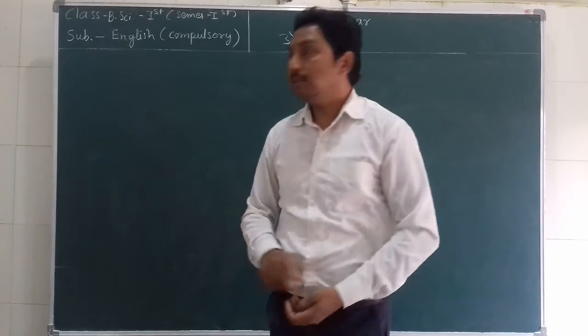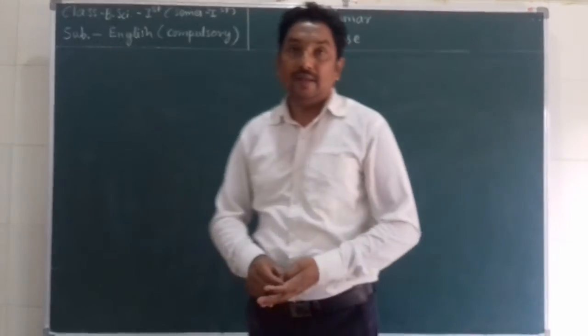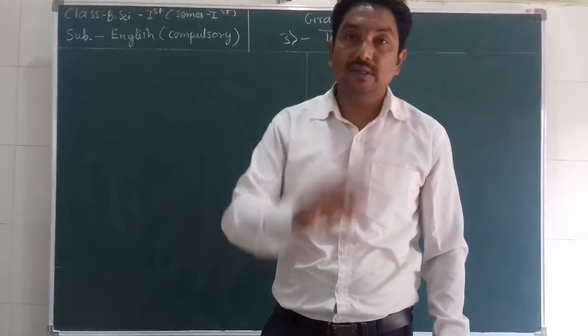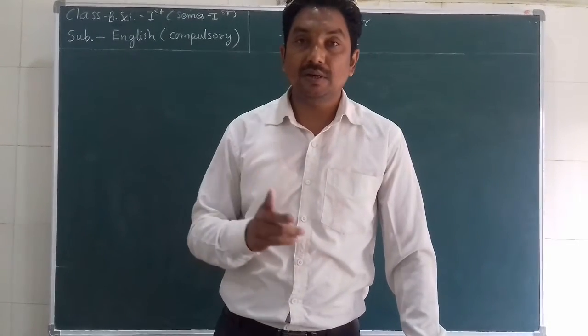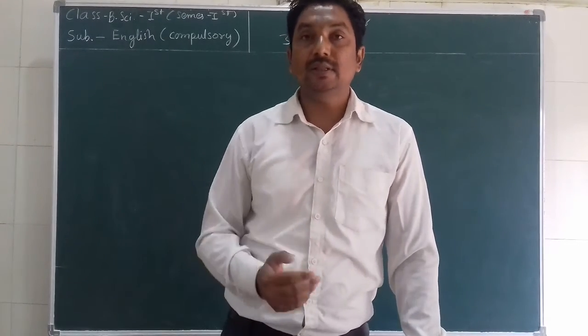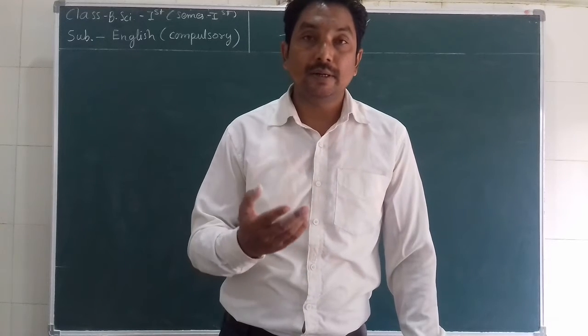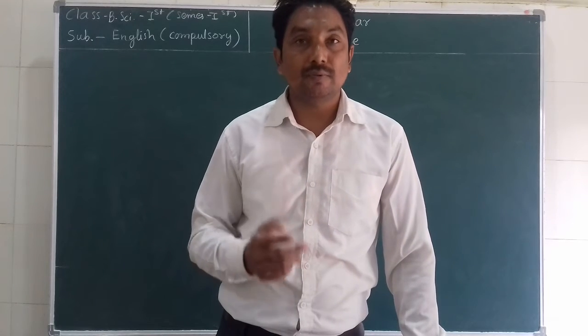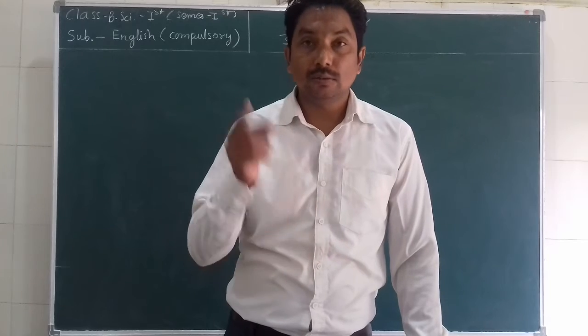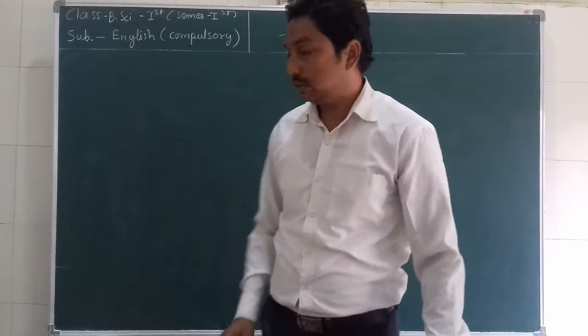This is the second part of tenses. In the last part, we have learned about the three tenses: simple present tense, simple past tense, simple future tense. Now, in this part, we are going to learn the remaining three types of tenses: present continuous tense, past continuous tense, and future continuous tense.